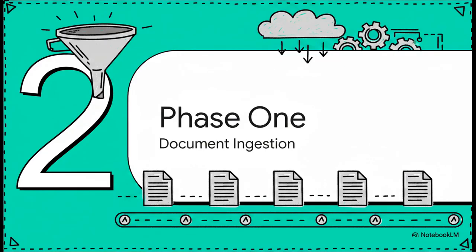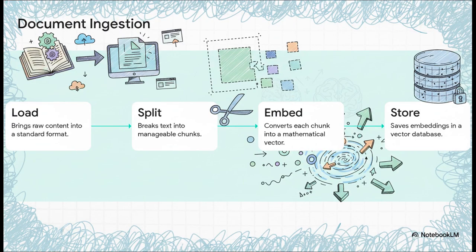Moving on to Section 2. Phase 1, document ingestion. This is the first half of our assembly line. Think of it as prepping our raw materials. All of this happens entirely behind the scenes before the user ever even asks a question. Here's the exact flow. Load, split, embed, store.